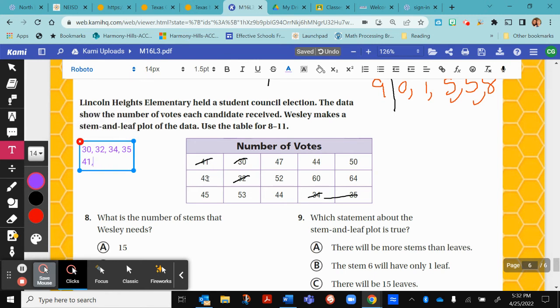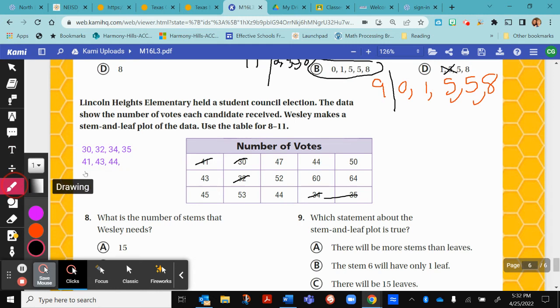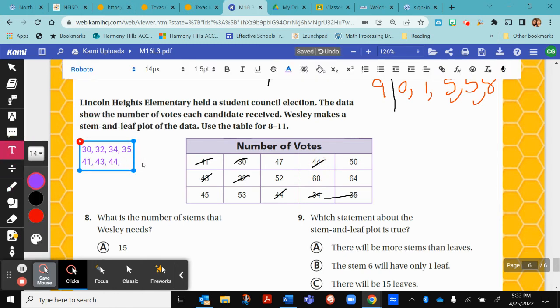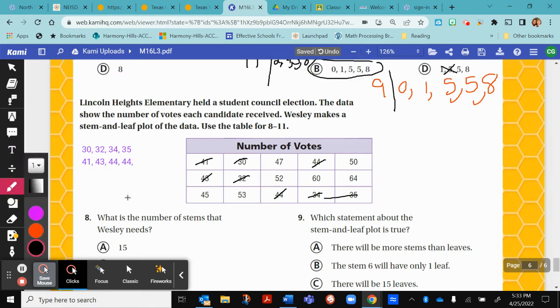Then the next one is 43 and 44. Is that what you see? I'm going to cross that out. 43, 44. I see two 44s. Ooh, good thing I'm looking. So I have another 44. And now there's a 45 and 47.